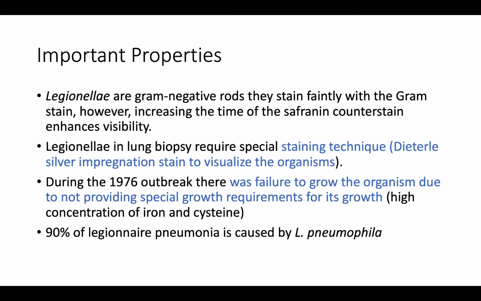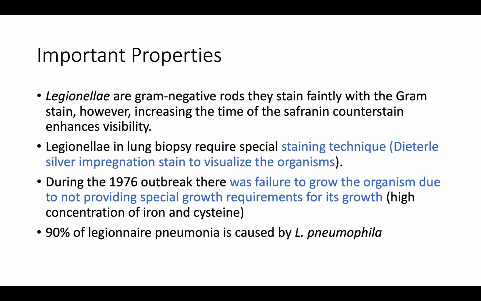So Legionella is another gram-negative rod that stains very faintly with the gram stain. However, this requires a special technique. Earlier it was factors 5 and 10 for Hemophilus. Then we said Bordet media for pertussis, and now for Legionella, it's the increased time for safranin counterstain. So this is the special mechanism for detection.